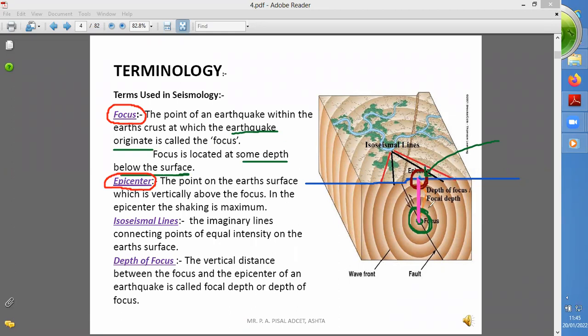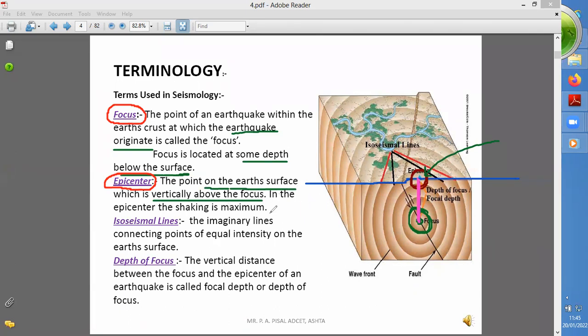म्हणजे फोकसच्या बरोबर वरती अर्थच्या सरफेस वरती येणारा जो पॉइंट असतो, that point we can consider as an epicenter. Okay, so these are the two important things related with the epicenter. Okay, it is vertically above the focus on the earth surface.